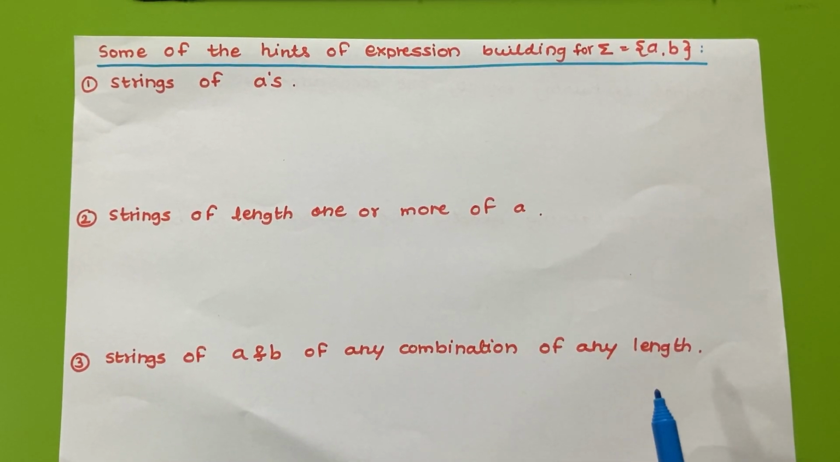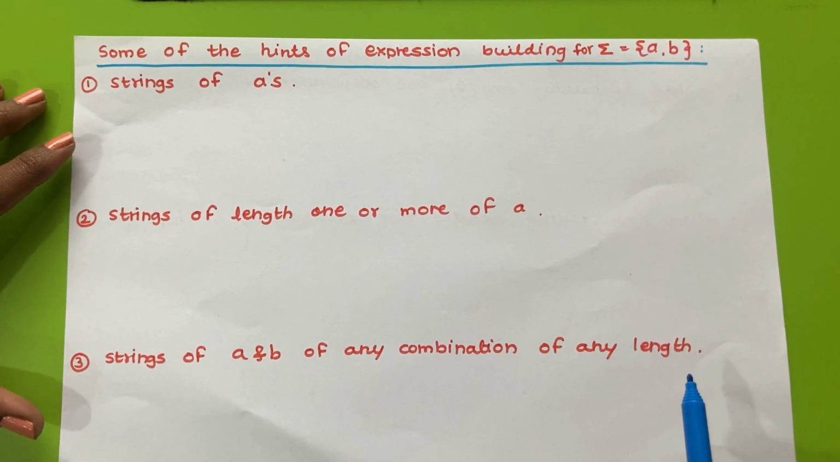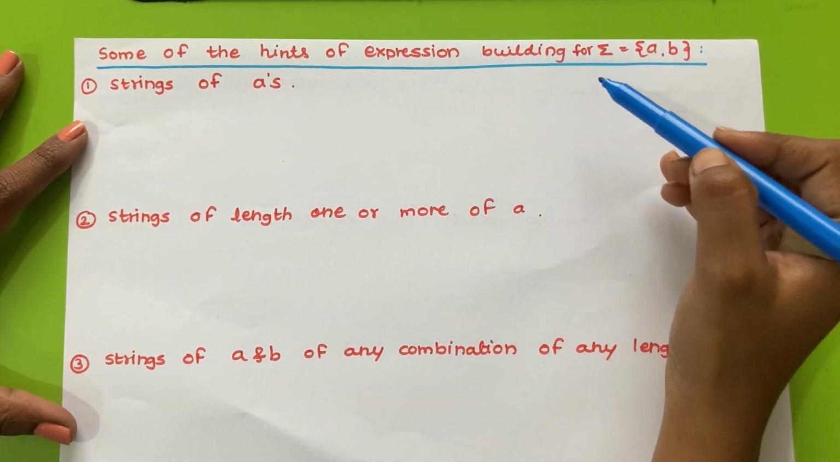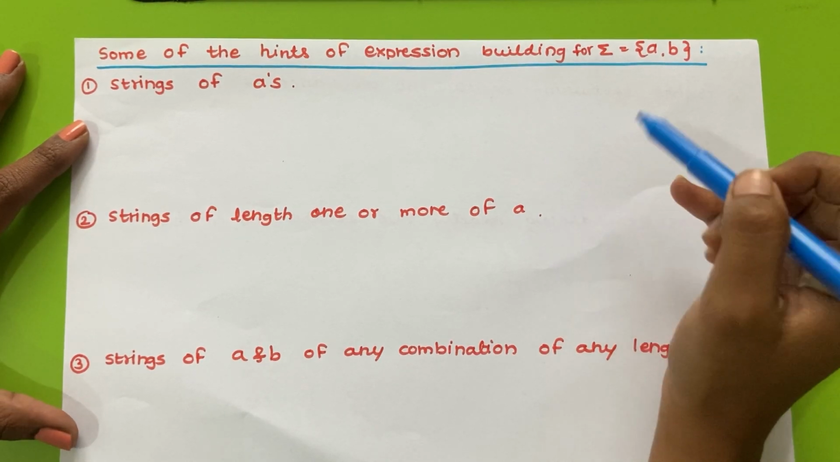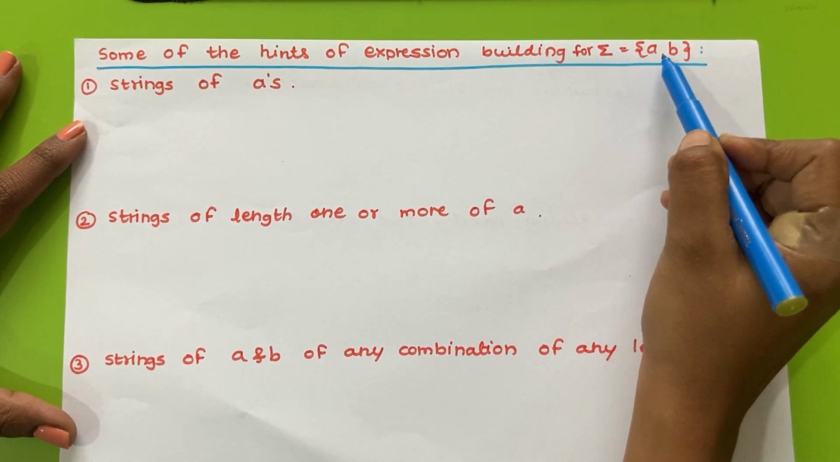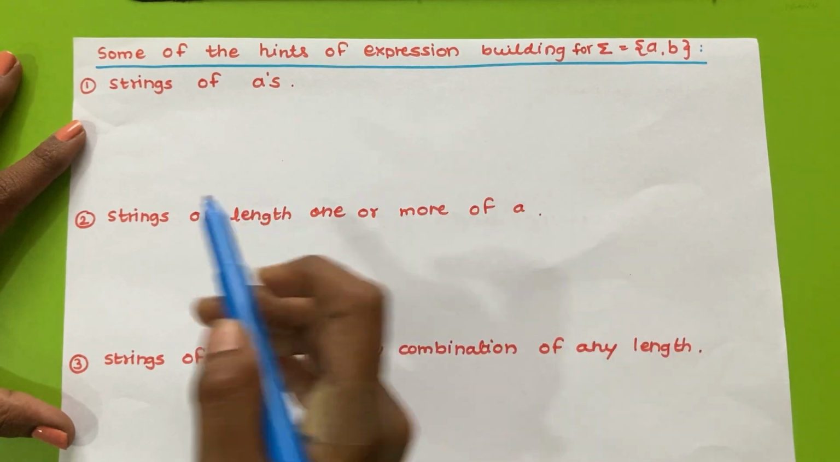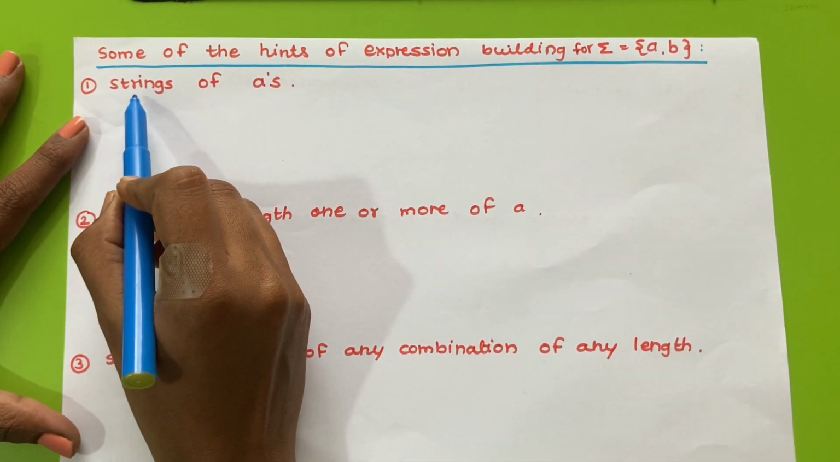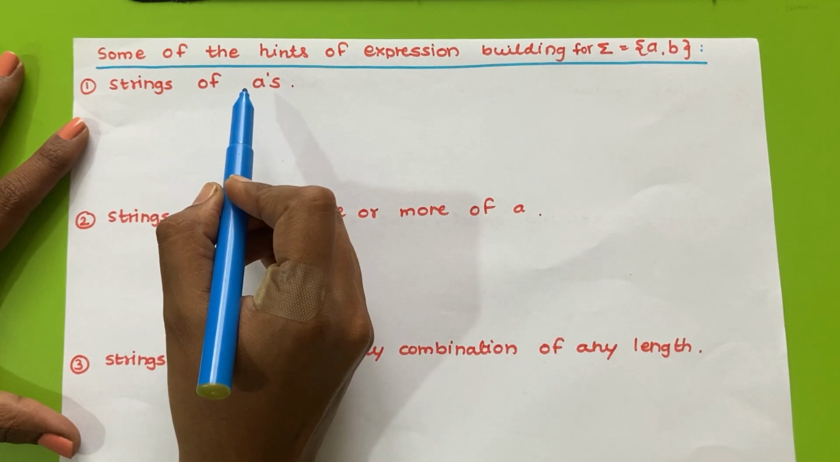Hello friends, so here we'll see some of these hints that are useful while building regular expressions. For all these hints we have to consider sigma is equal to {a, b}. We'll start with the first example, that is strings of only a's.